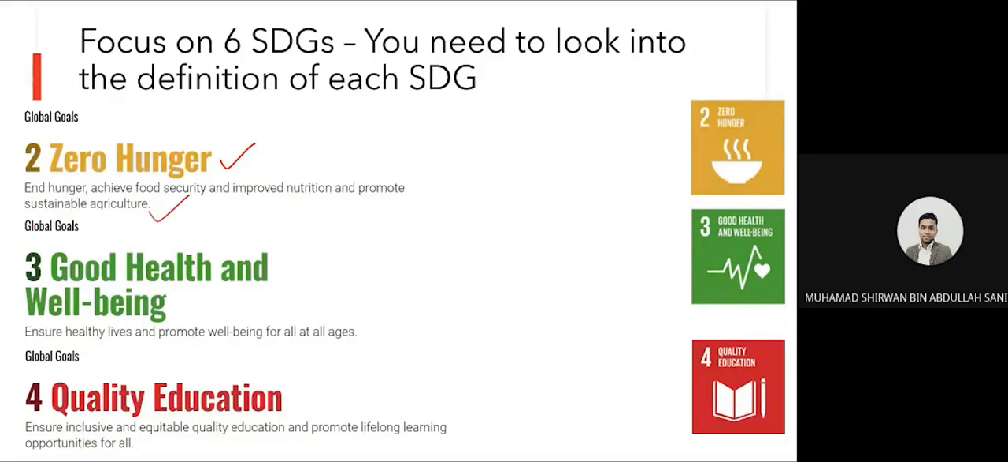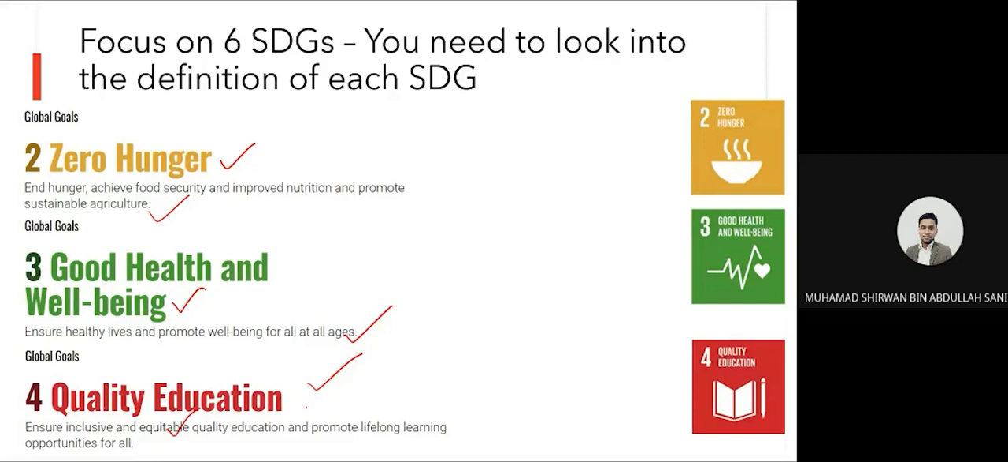Okay, if you go for good health and well-being, you go to the definition, it will spell out about ensuring healthy life and promoting well-being for all at all ages. Okay, and then you have the quality education: ensure inclusive and equitable quality education and promote lifelong learning opportunities for all. Okay, so for your information, I received an email from one of the potential applicants this year where he asked me about this quality education.